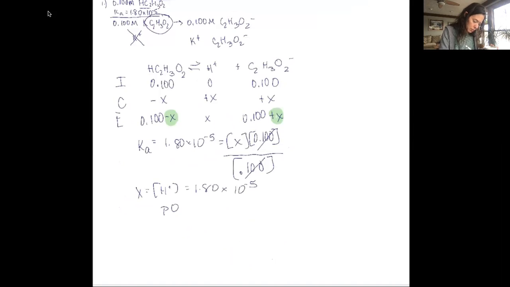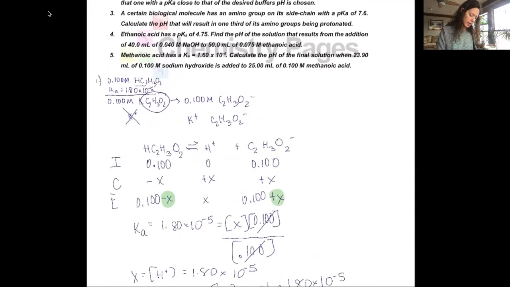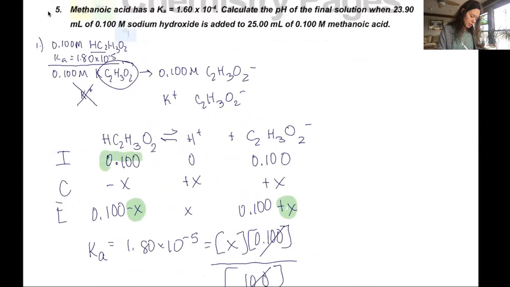The pH is equal to the negative log of H plus, which is equal to the negative log of 1.80 times 10 to the negative 5th. And that should be less than 5. In fact, the pH equals 4.74. So that is the pH of the solution by itself. I have a buffer solution with a pH of 4.74. I've got equal ratios of weak acid and conjugate base. That is an ideal situation.